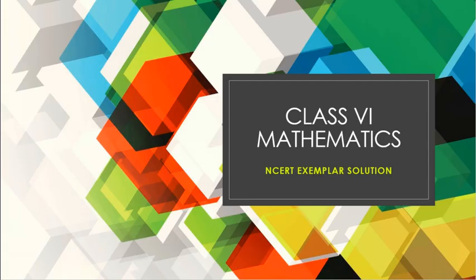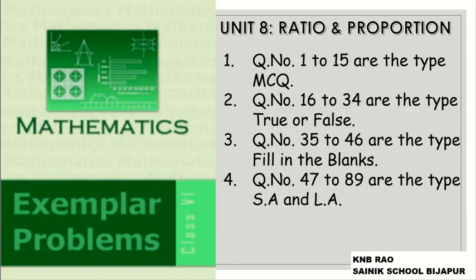Students, we are discussing NCERT exemplar solutions of the chapter ratio and proportion. We have already discussed up to question number 62 in our previous sections. So, in today's session we will start from question number 63 onwards, which are of the type short answer and long answer.